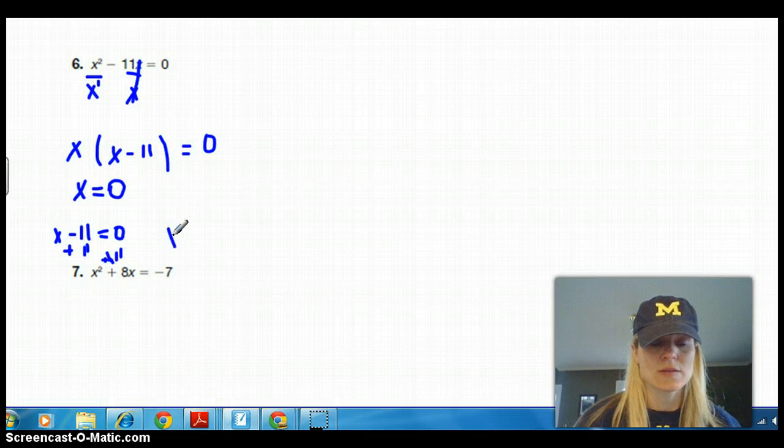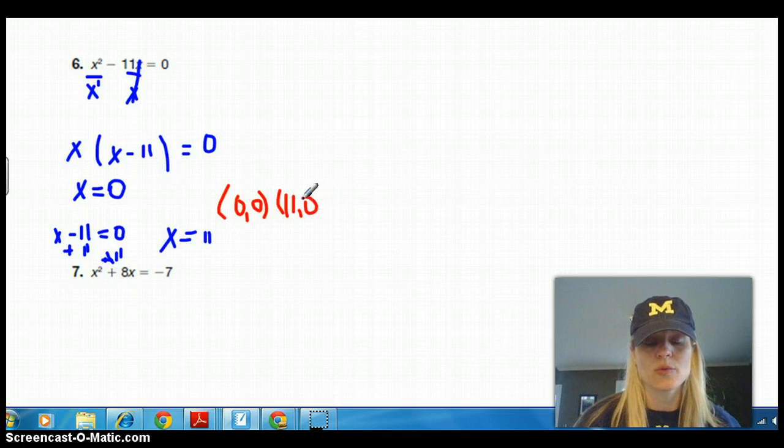So here x will equal 11. So my 2 roots here are going to be 0, 0. So it's going to go through the origin, and then this will be 11, 0. So my parabola is going to go through 0 and 11.